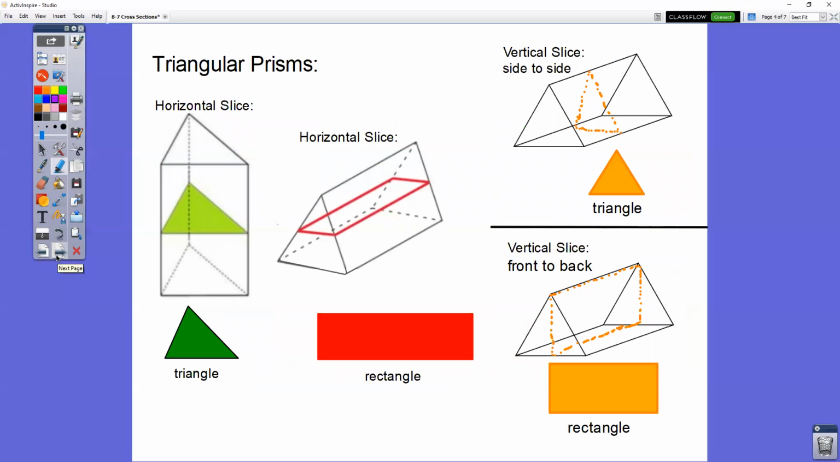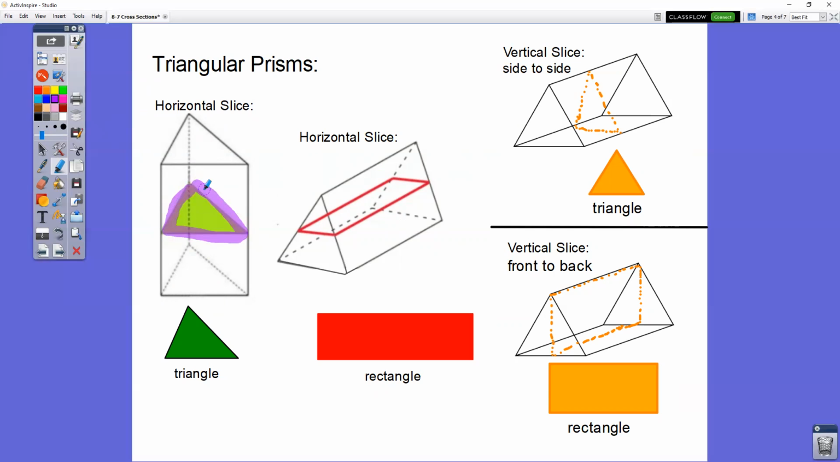Looking at a triangular prism. Think about a triangular prism as a triangular stick of butter. I know it sounds sort of weird, but that's probably the easiest way to think about it. If the triangular prism was positioned like this, and we did a horizontal slice, meaning side to side, we would cut it right in the middle like that.